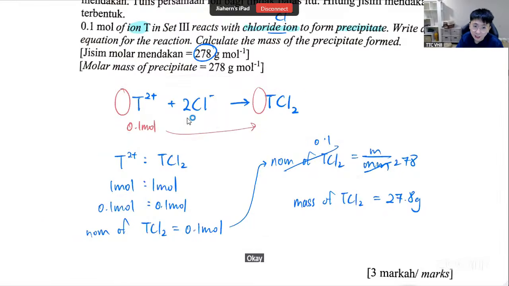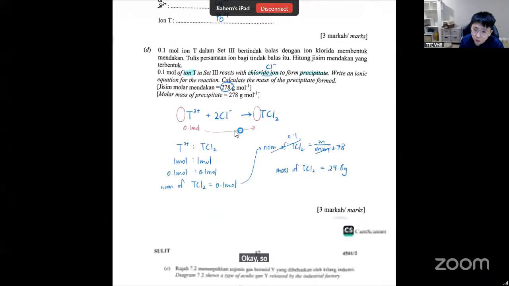Okay. Ionic equation, 1 mark. Okay, so guys, no issue for this.